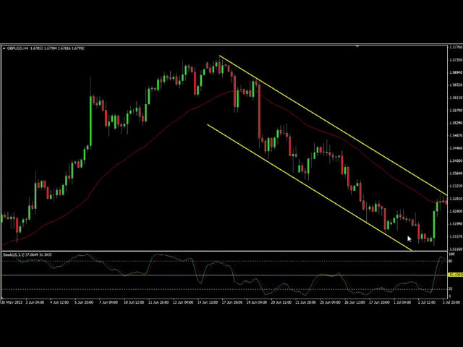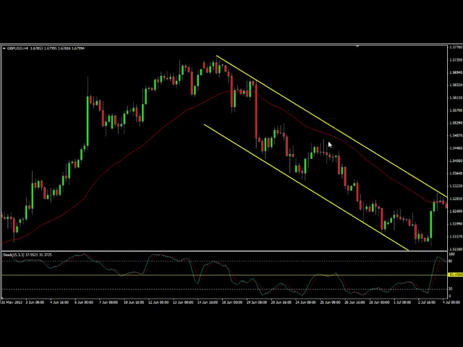And stochastics is now above 80. Okay, so this is a prime setup for a nice swing trading strategy from a 4-hour, daily, or weekly setup. So now that our stochastics is above 80, we know it's going to want to head back down towards 50.